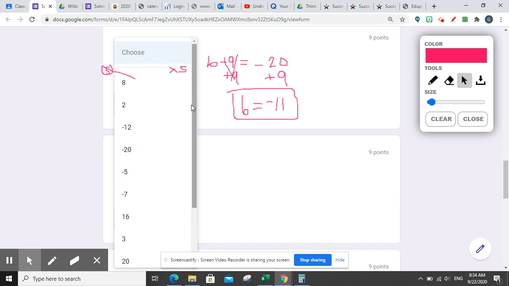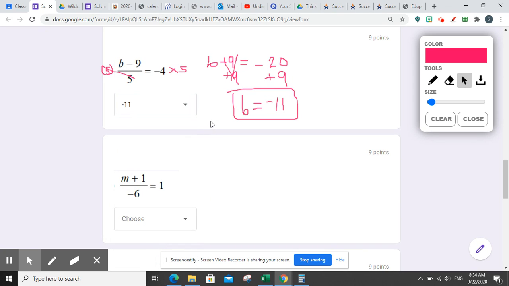Let's double check to see if our answer is here. And it's down here. Now, of course, we can substitute to double check our answer. How would we substitute? We would rewrite it, but replace the b with the negative 11. So you would do negative 11 minus 9 over 5 is equal to negative 4.